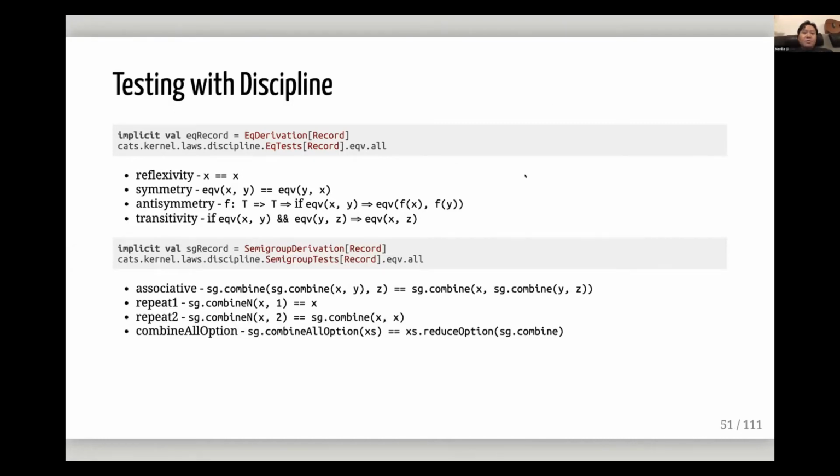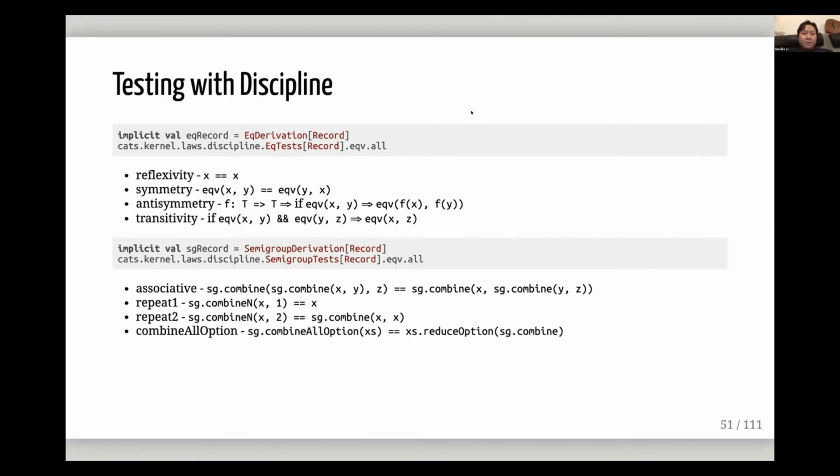And then for semigroup, similarly, it checks the property that semigroups need to be associative. The repeated and combineN methods need to behave in the same way as combine. Also, combineAllOption is just normally implemented as a reduction using the combine method.